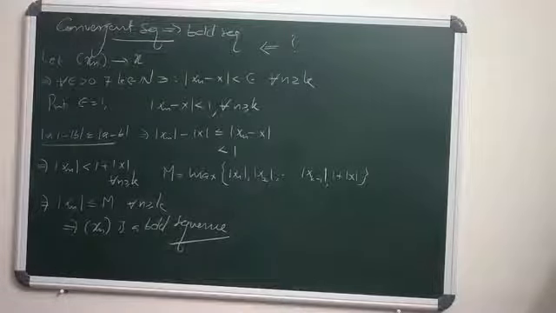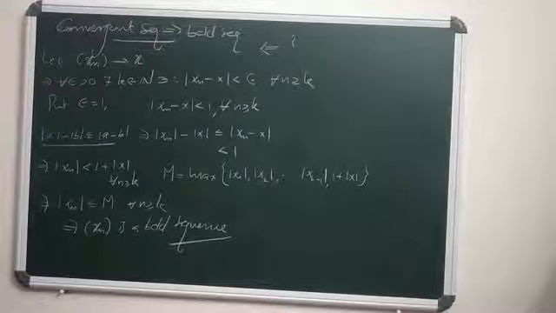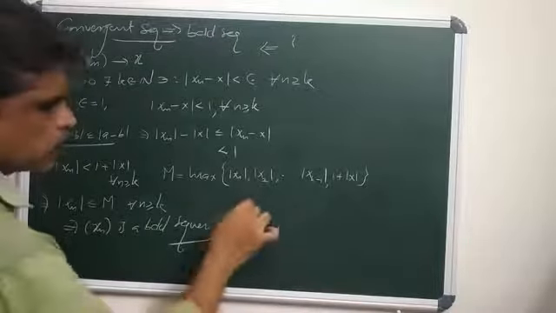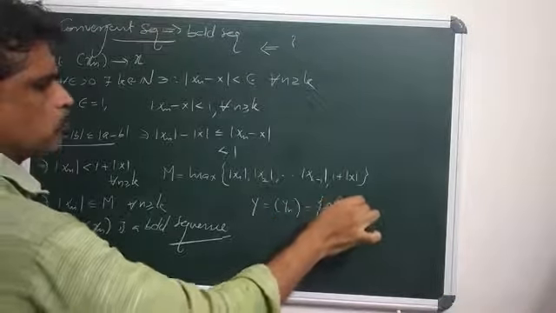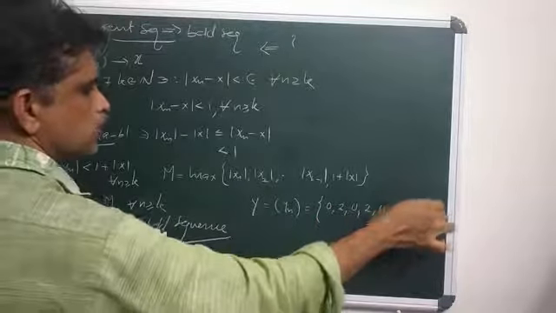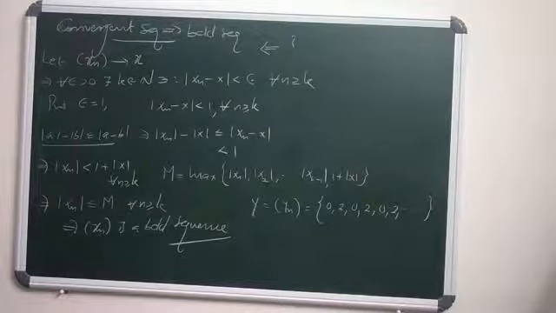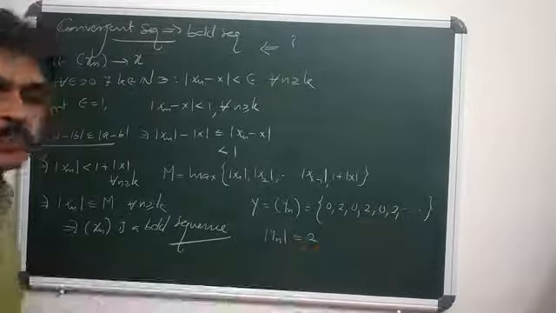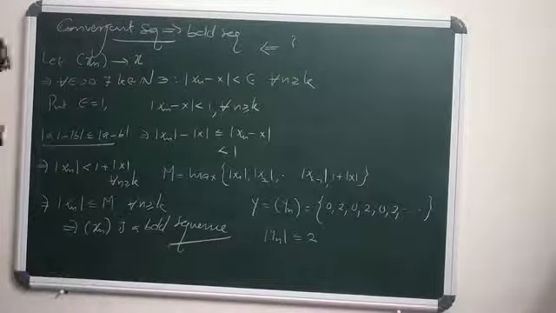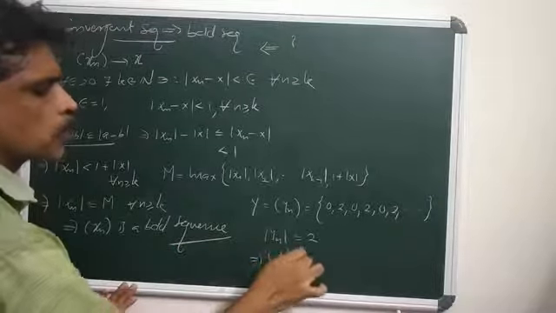Here we proved that a convergent sequence is bounded. What about the reverse? Do we prove that a bounded sequence is a convergent sequence? So consider the sequence yn equals 0, 2, 0, 2, 0, 2, etc. Here the elements repeat. Clearly mod yn is less than or equal to 2, so the sequence yn is bounded.